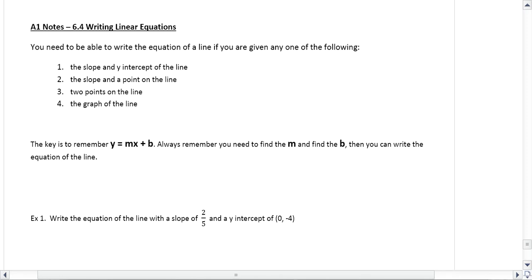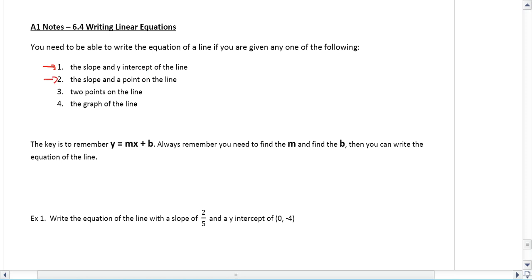This video is for Algebra 1, Chapter 6, Section 4, Writing Linear Equations. So we're going to do a little more with the y equals mx plus b in this section. We need to be able to, given all different types of information, come up with the equation of the line. So, for example, we may be given the slope and the y-intercept. Okay, well that would be easy. Then we could write the y equals mx plus b.